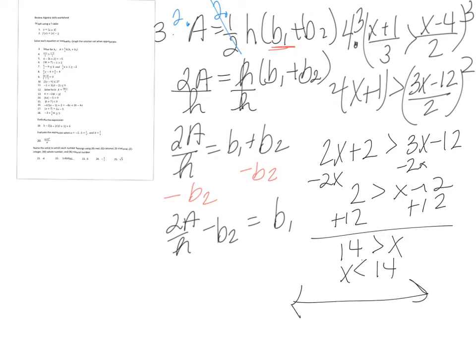And then I draw my number line. 14, open circle, shaded less than. So remember that this answer is saying that all the x values are less than 14, because 14 is greater than x, so we can rewrite it: x is less than 14.